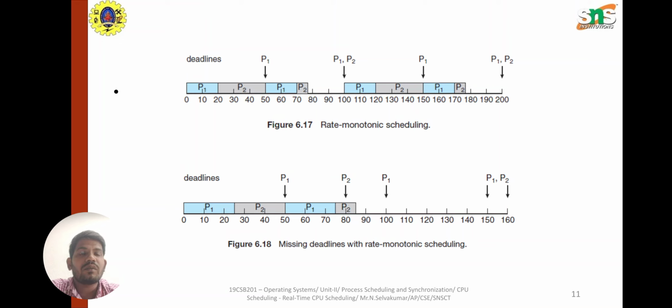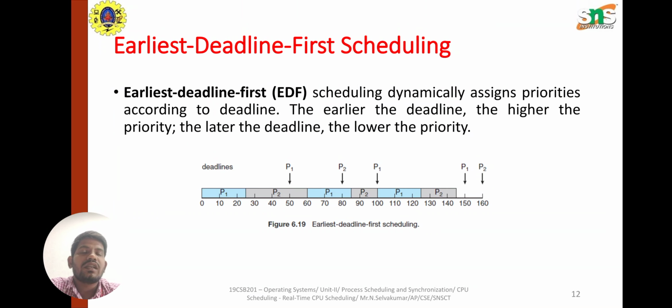Next is missing deadlines with rate-monotonic scheduling, shown in two diagrams. In the top diagram, we have deadlines with P1 and P2 with different time slicing. In the bottom diagram, we have P1, P2, and P1, P2 deadlines of the processes. Then the earliest-deadline-first scheduling algorithm. Earliest-deadline-first scheduling dynamically assigns priorities according to deadline. The earlier the deadline, the higher the priority; the later the deadline, the lower the priority.